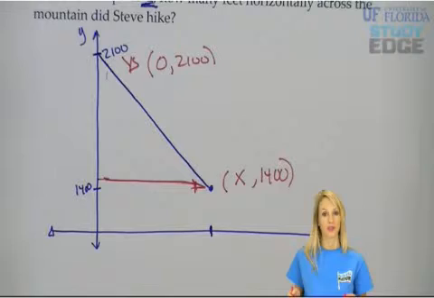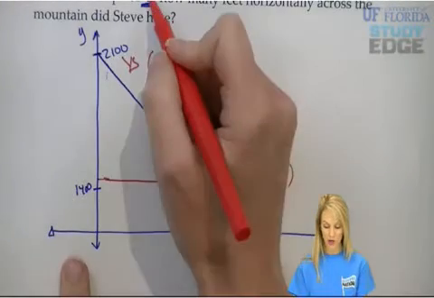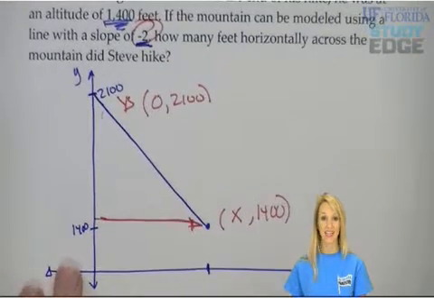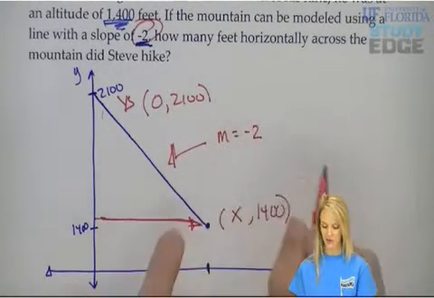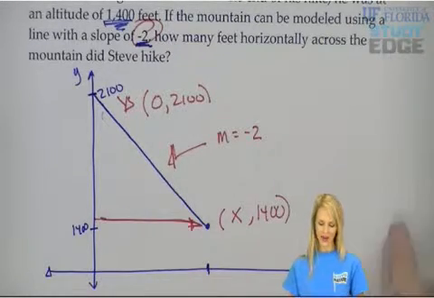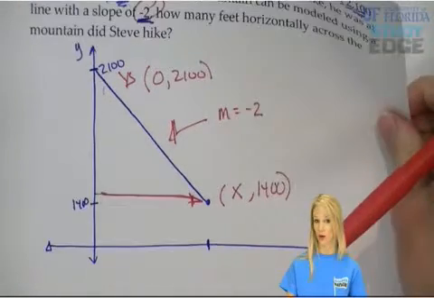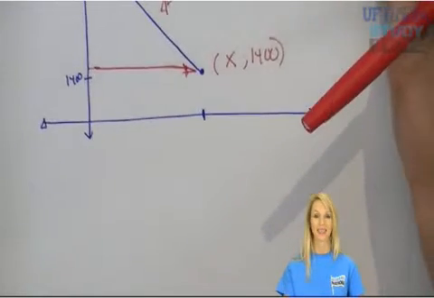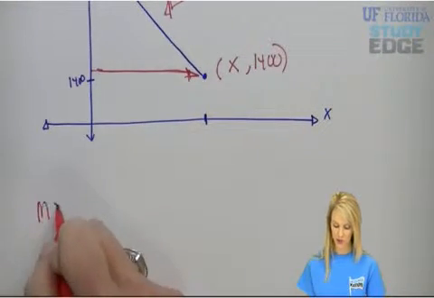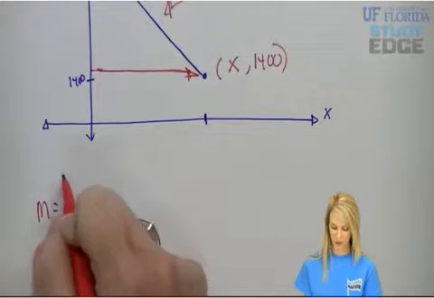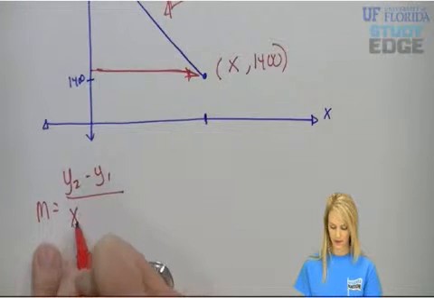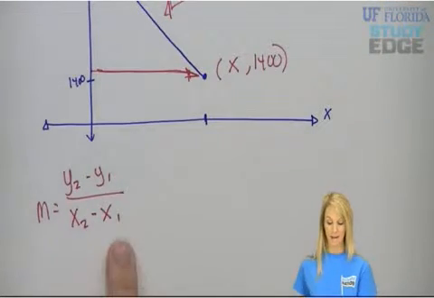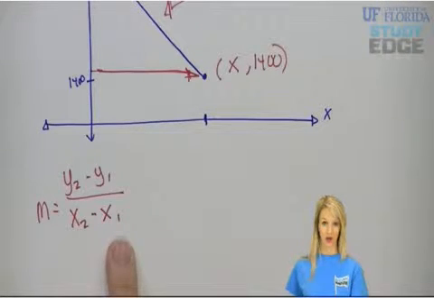Are we told anything else about this line? Yes, we are told that the slope is -2. M equals -2. So do I know an equation to solve for my slope? Yes, it's on your reference sheet: m, your slope, is equal to y2 minus y1 over x2 minus x1. Okay, we could do that. What else could we do?